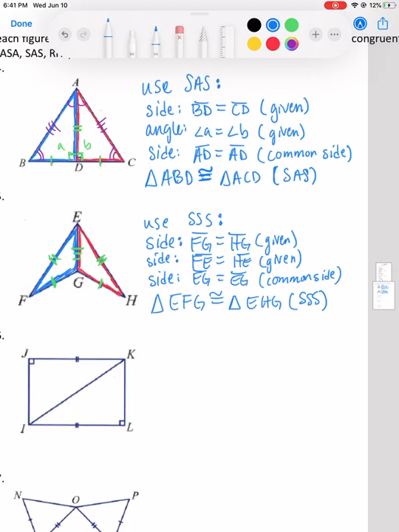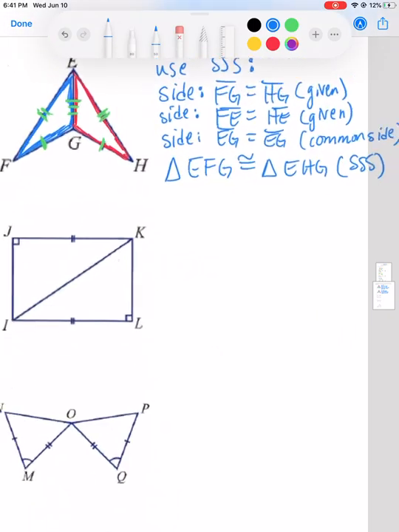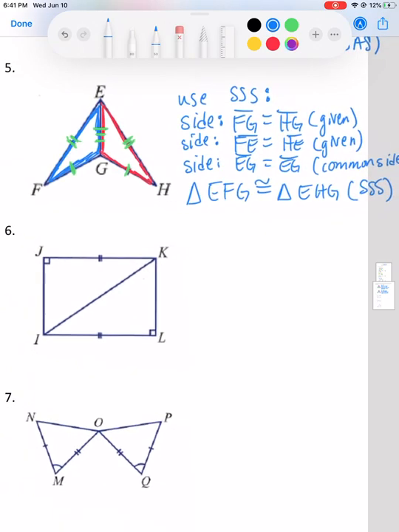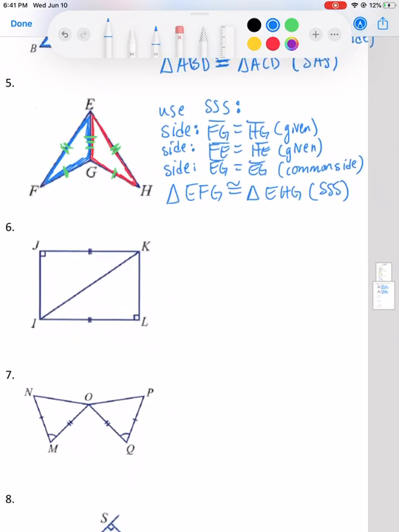So it's for completion. Okay, so 6, 7, and 8 we have. Let's take a look at 6 and go ahead and pause the video. Try 6 on your own and then come back and play and we'll see how it works out. Okay, welcome back. First we're going to divide up our figure into 2 congruent triangles. So we have a blue triangle and a red triangle.